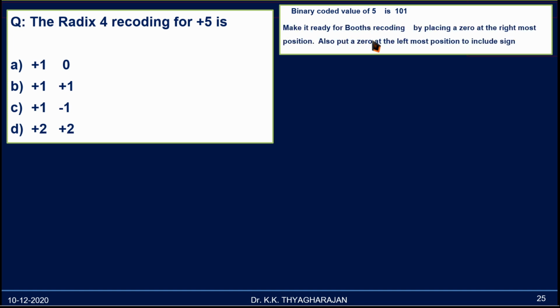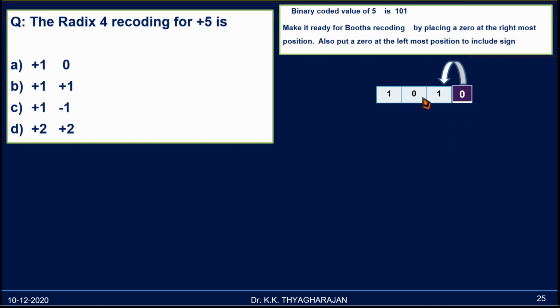So if you want to apply Booth's recoding, first you put a 0 in the right side and also a 0 in the left side for sign. So 101, you put a 0 in the right side.